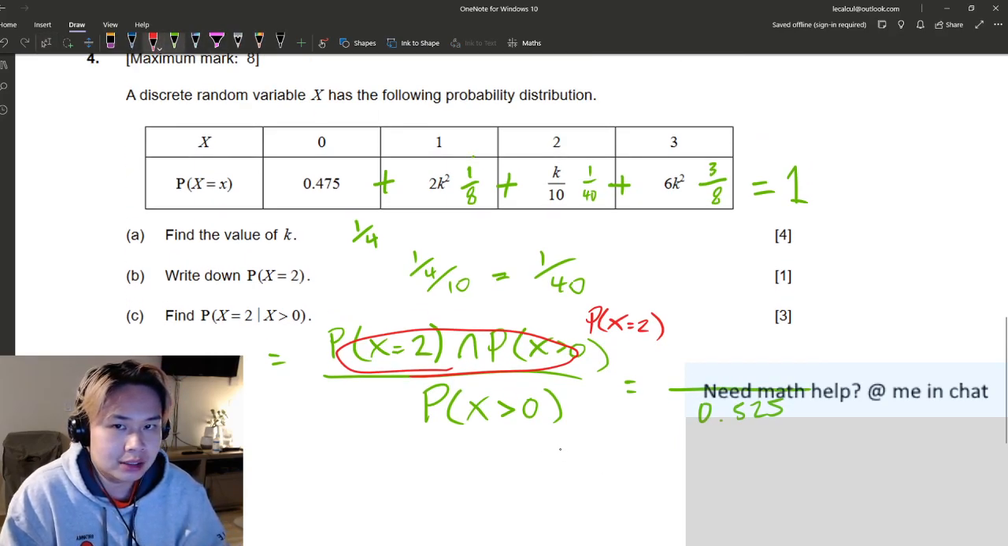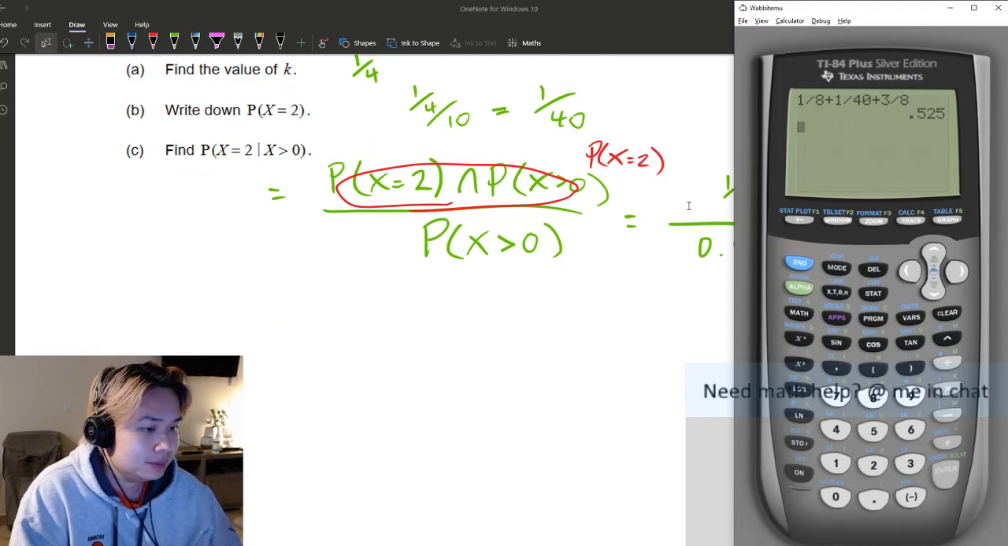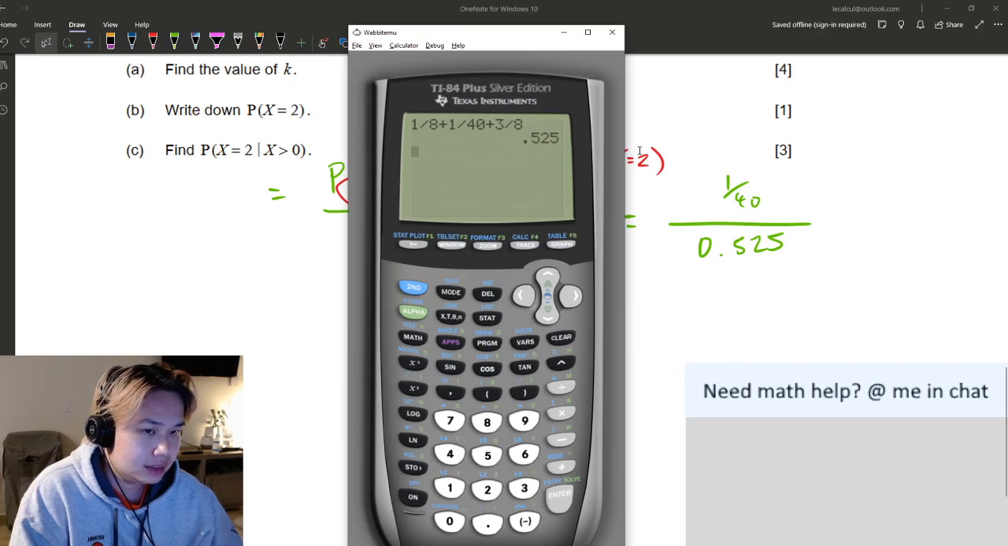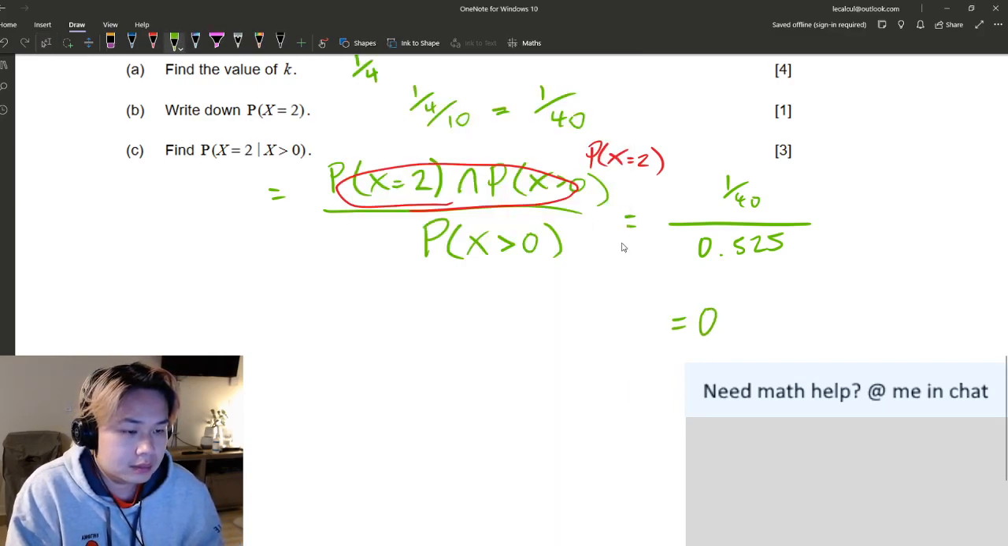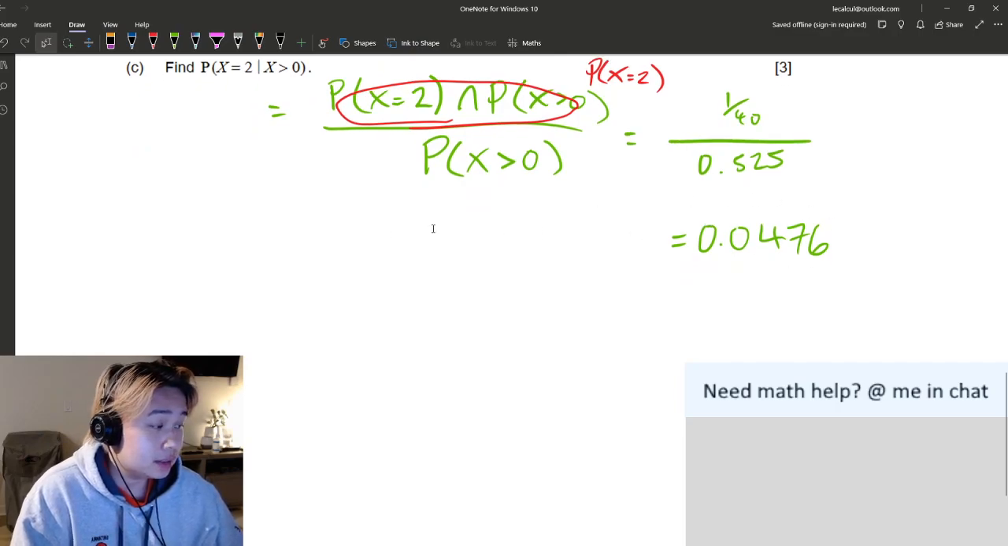And man, this is gonna look weird. So it's 1 out of 40 divided by this decimal. Okay. So this decimal, 1 divided by 40 divided by this decimal, which is this. To 3 sig figs.